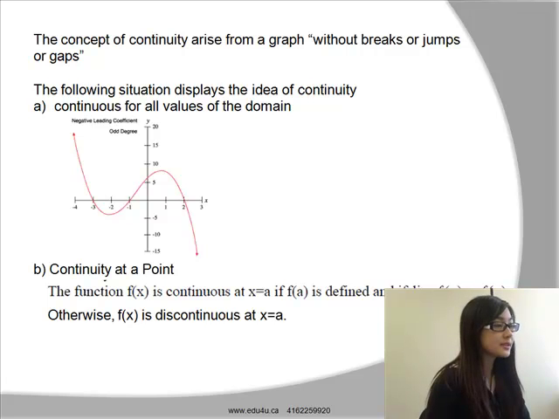The next situation is continuity at a point. The function f(x) is continuous at x = a if f(a) is defined and if the limit as x approaches a of f(x) equals f(a). If this equation does not hold, then we say f(x) is discontinuous at x = a.